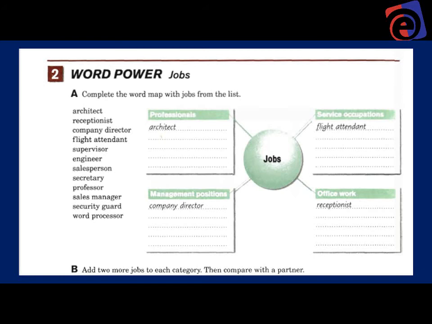Which jobs are service occupations? They serve other people. A flight attendant on an airplane, their job is to serve others. A salesperson will work in a clothing store or a phone shop or a computer store. Security guard serves others. They protect motorcycles, they protect buildings, they protect people. And which jobs are office worker occupations? Receptionist, secretary, word processor.